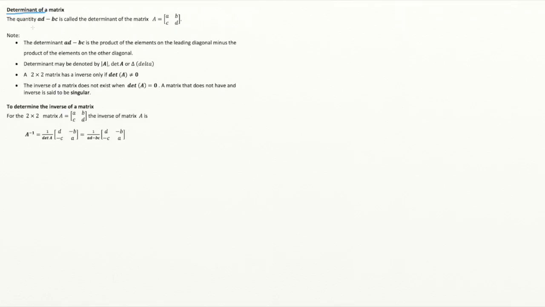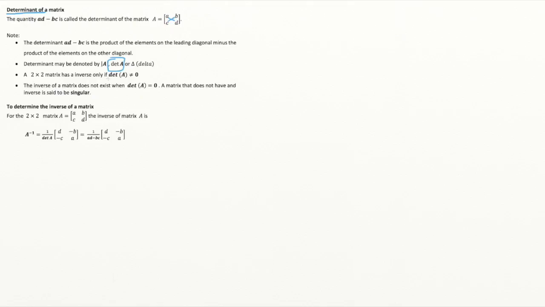So the quantity AD minus BC is called the determinant of this. Okay, so as you can see, that's ABCD. If I just multiply these two with each other and subtract BC from it, we will get the determinant. We denote the determinant usually by det A. There's also the absolute of A or delta A, but the one that's most commonly used is det A.